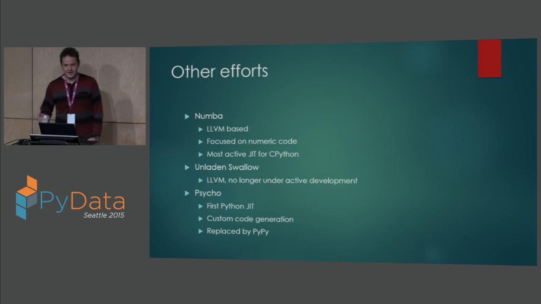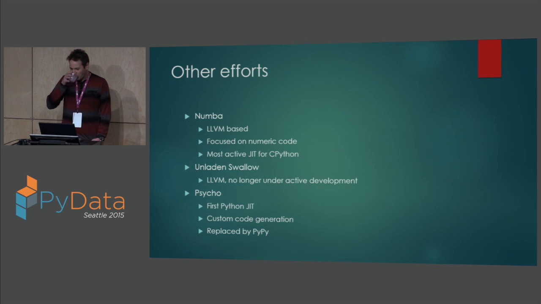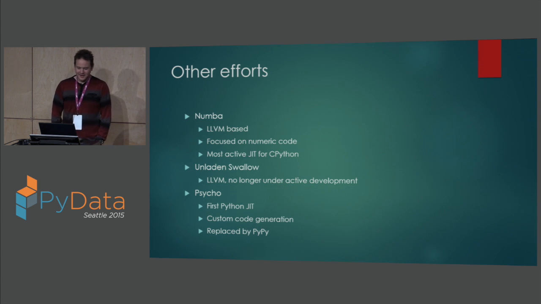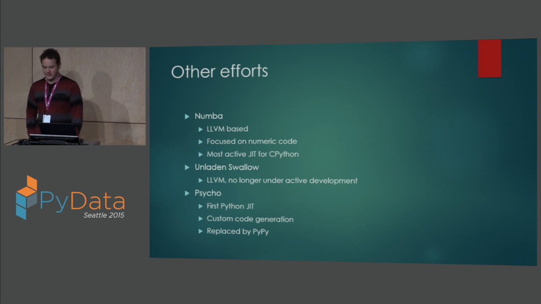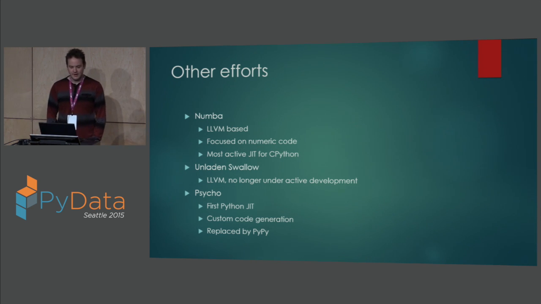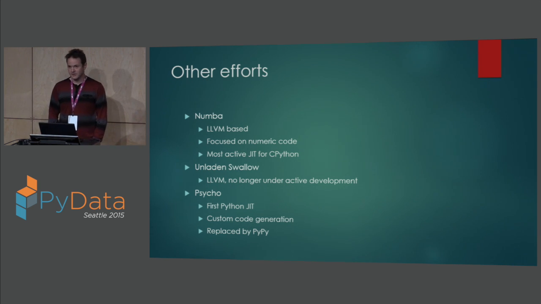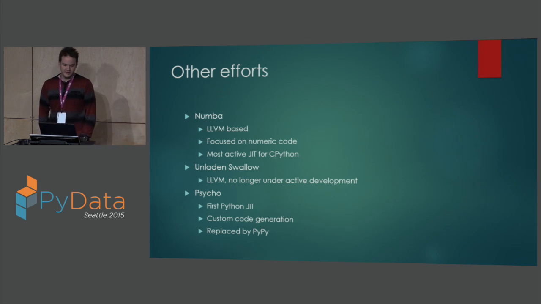And of course, you're thinking, well, JITting Python, that's been done before, right? And it has been done, but I think people always kind of go off in weird directions. I'm trying to go off in a slightly different direction. So of course, there's Numba, which is LLVM based, and I mentioned how full compilers are a little bit slow to start up. It's also focused more on numeric code, and so I want to focus on just the ability to compile any old Python code. But it is the most active JIT implementation for CPython right now.